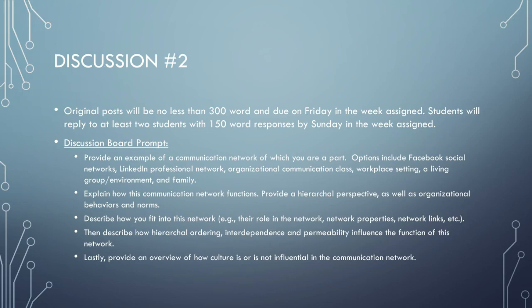Those can be implied or explicit, how you fit into the network, what the interdependence is and permeability is in terms of influence in the function of the network, as well as an overview of how culture is or is not influential within the communication network as a whole. So what we're starting to do is look at communication networks and organizations and how they function within our personal life, because there are many different options and many different varieties of that and how we interact with each other. So then later we can start to look at how that affects organizations as a whole to be able to analyze that from a broader perspective.